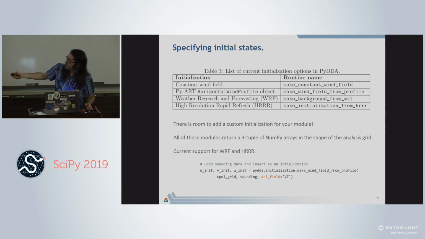So we have a module that gets you a constant wind field, one from a sounding, one from WRF, and one from the HRRR. There's room to add, and I believe I also have one for ERA-Interim too. So there's room to add a custom initialization for your module. And currently we support WRF, HRRR, and ERA-Interim.